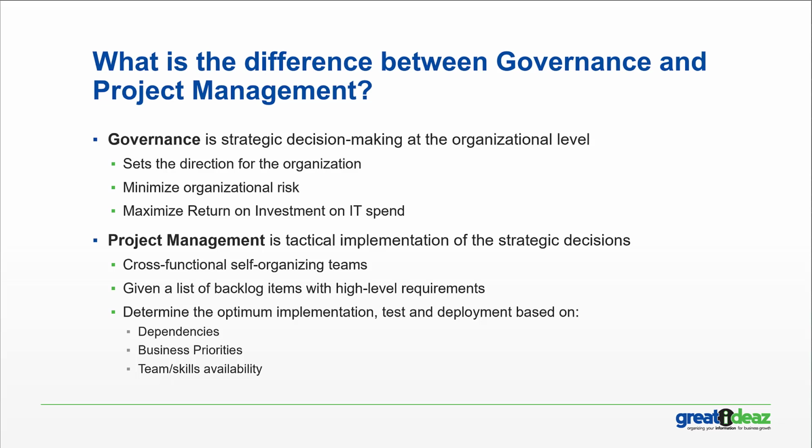All of the stuff that happens in governance is: let's get a set of backlog items, and let's figure out which backlog items we need to give to the next lower team. Project management is the step change. It's tactical, it's implementation, it's execution. So typically, our project management team is going to be based around a cross-functional, self-organizing team.